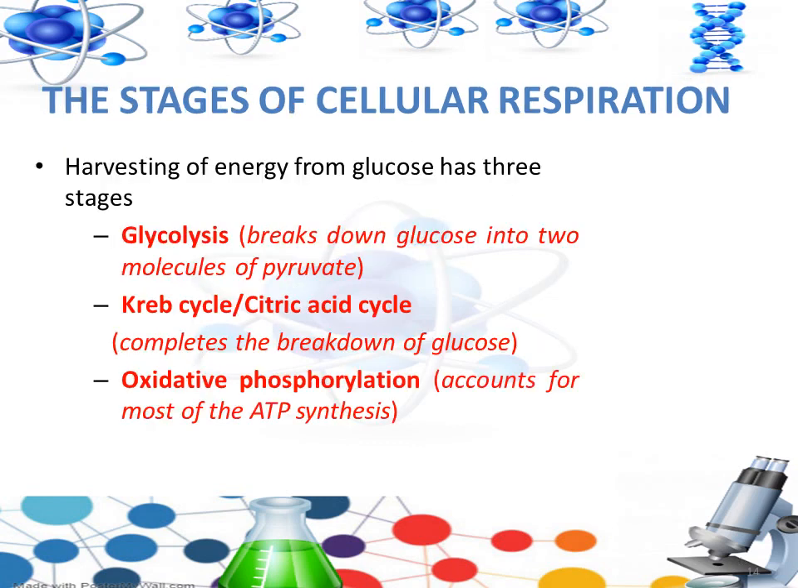Alright, there are 3 stages of cellular respiration. There are a few processes to harvest the energy from glucose. The first and most important process is glycolysis. Glycolysis is the breakdown of one molecule of sugar into 2 molecules of pyruvate. We know that glucose is a very complex compound. It must pass through the membranes to get from the cytoplasm, and go inside the mitochondria.